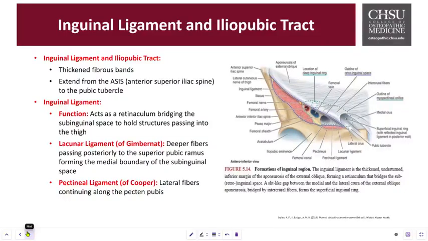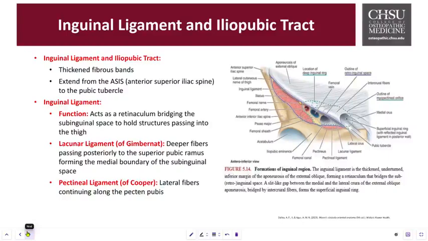The first one that we talked about, the Gimbernat, plays a role in the medial boundary, and it has a shape that's more triangular with the apex at the pubic tubercle. The clinical significance here is that because it has a very sharp crescent free edge, it can cause strangulation of the femoral hernia. There are times where a piece of the bowel gets stuck in this femoral hernia, and this ligament is what cuts off the blood supply.